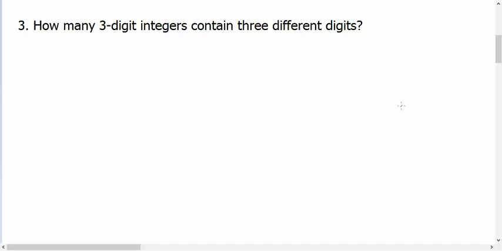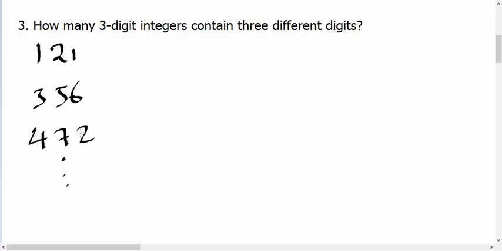All right, so once again, let's just think to ourselves, what is this question really asking us? And usually the best way to figure out what a question is asking you is to give yourself some concrete examples. So how many 3-digit integers contain 3 different digits? Well, a 3-digit integer is a number between 100 and 999 inclusive, first of all. So a number like 121 or 356 or 472, any of these numbers with 3 digits. And we want the number of 3-digit integers that contain exactly 3 different digits.